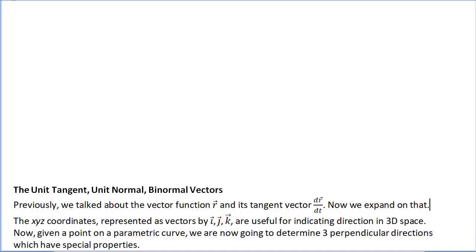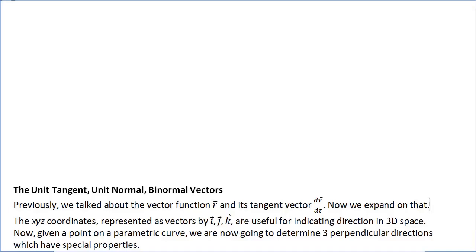Next, we're going to talk about the unit tangent, the unit normal, and the binormal vectors for a vector function. So where is this coming from? Previously, we talked about the vector function r and its tangent vector dr dt, which we could also think of as a velocity vector. So now we're going to expand on that idea.